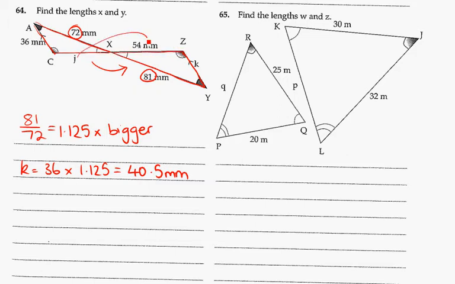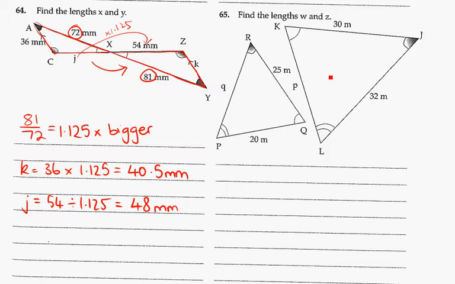Right, and lastly, this side between the lightly shaded and the single, lightly shaded and the single, so J corresponds to this side. So we've multiplied by 1.125 to get that number. So working backwards, j will equal 54 divided by 1.125. Once again, that probably works out nicely to 48 millimetres.